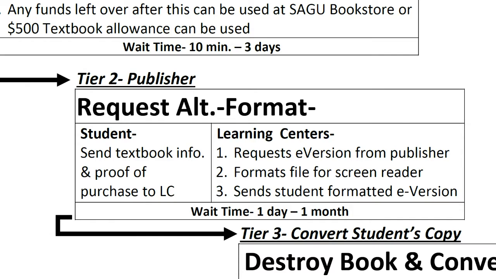And hopefully more and more publishers do that, because that's going to really speed up the process for tier 2 requests. They provide the format in a file that screen readers can work, and it's just really a great process. If that happens, we can get those usually within a day or so, sometimes 2 or 3, but really not that long at all. It's a really ideal way of getting it if the student couldn't get it on their own.